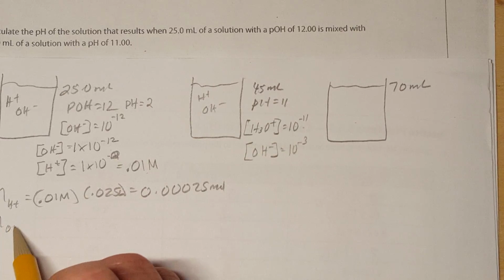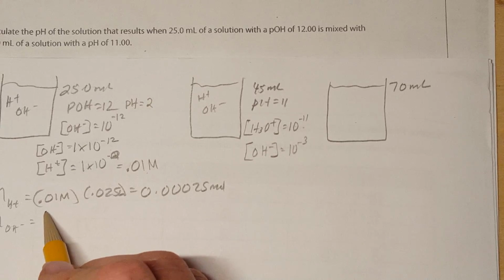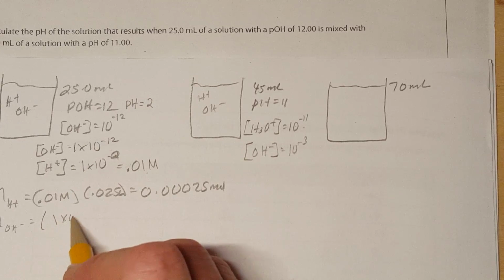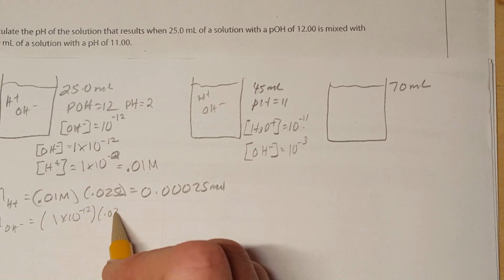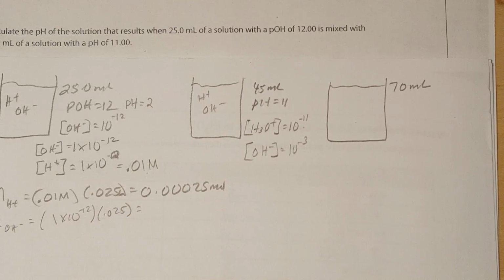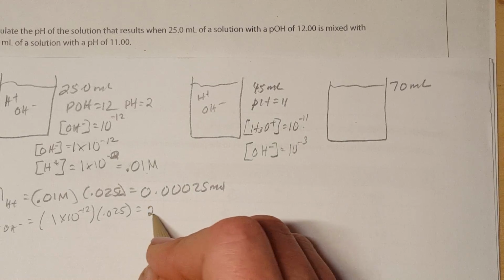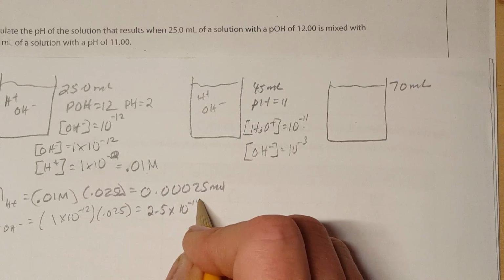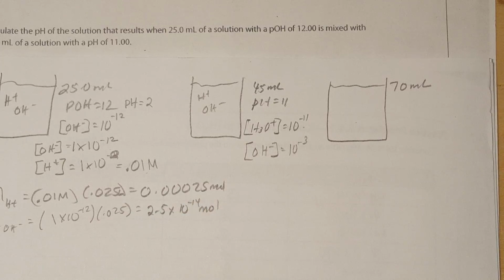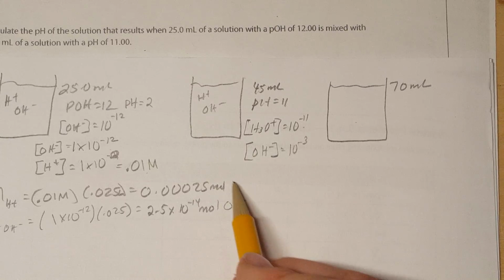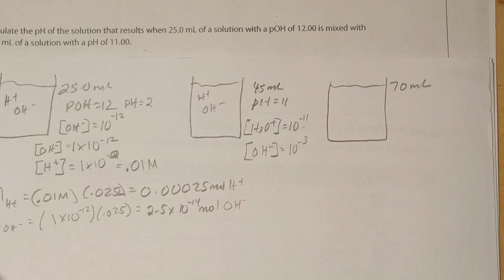Let's find the number of OH minus ions in here. So we have 1 times 10 to the minus 12 times 0.025, and clearly this is going to be very small. We have 2.5 times 10 to the minus 14 moles. So that becomes negligible when we have to do an addition problem, because I will lose the sig figs when I try to add something like this with something like that. So this is OH moles, and this is H plus moles in my first beaker.